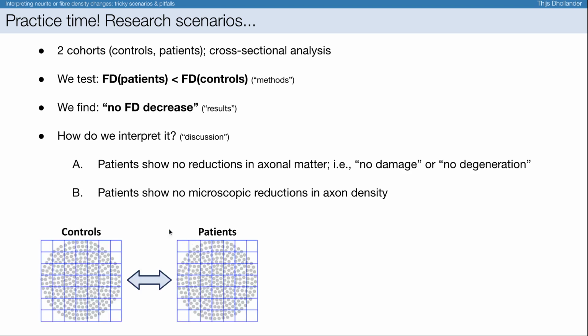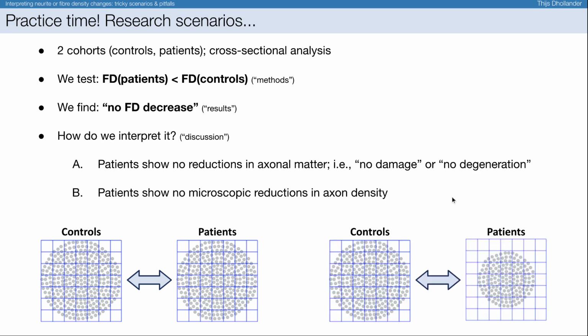So here's one scenario. Controls, patients, and the density seems to be the same. The cross-section seems to be the same. Is this compatible with finding no FD decrease? Yes, the FD is not decreased. What could you write about this? Well, yes, we could say there is no damage, no degeneration. All right. But can we be a bit more creative, and can we picture other scenarios that go with these findings, but that somehow don't go with this interpretation of no damage or no degeneration? Can we challenge ourselves? Is there something we have overlooked here?